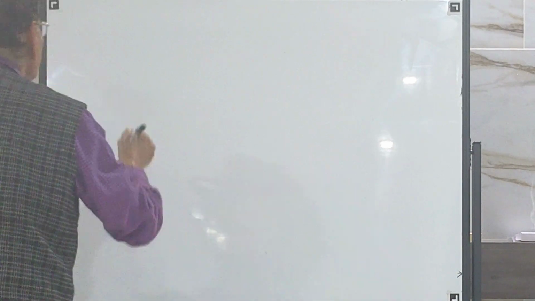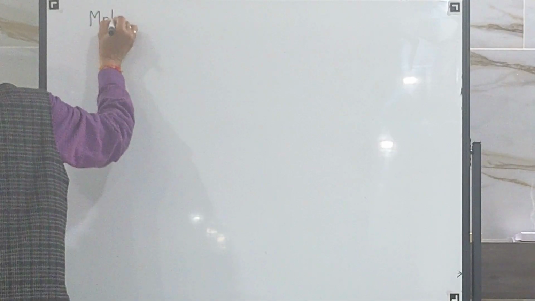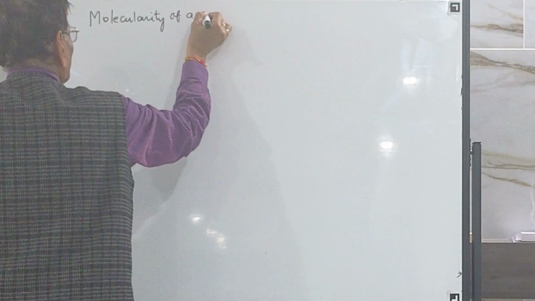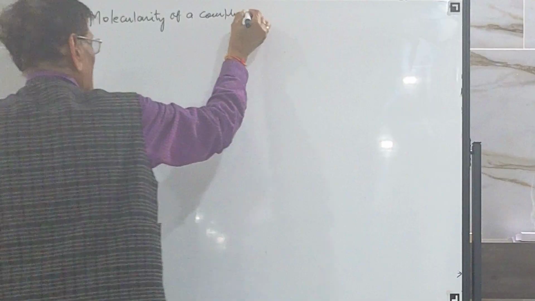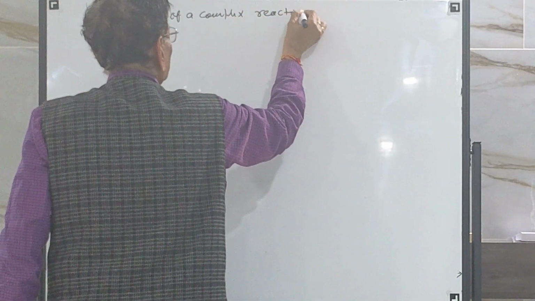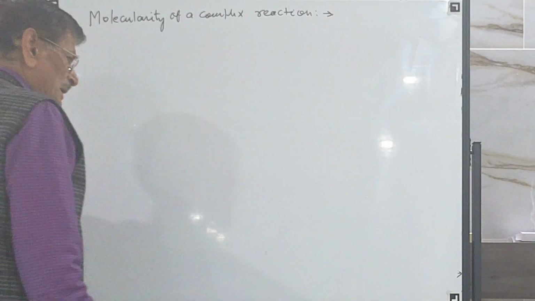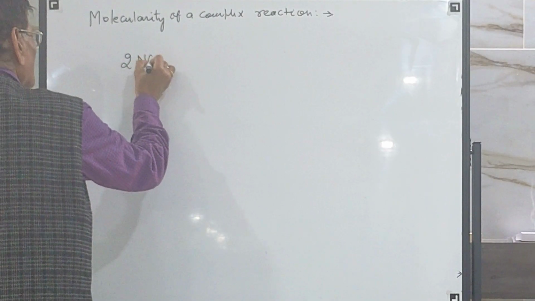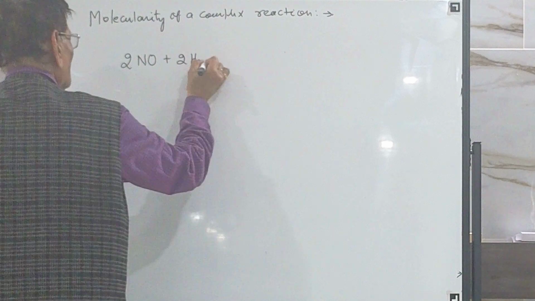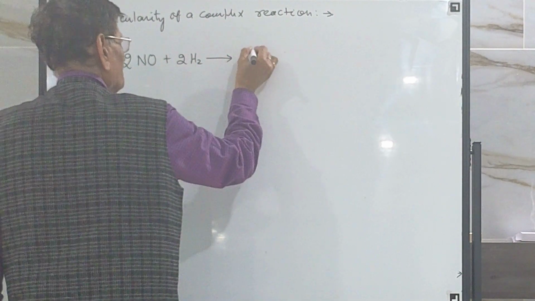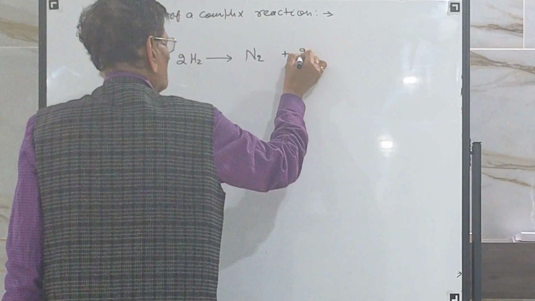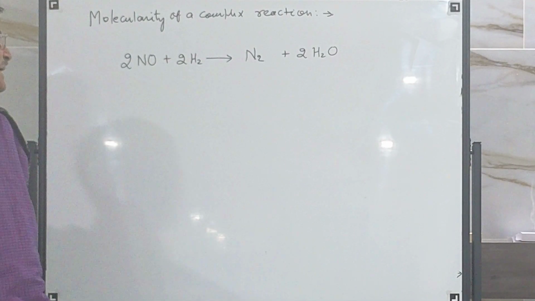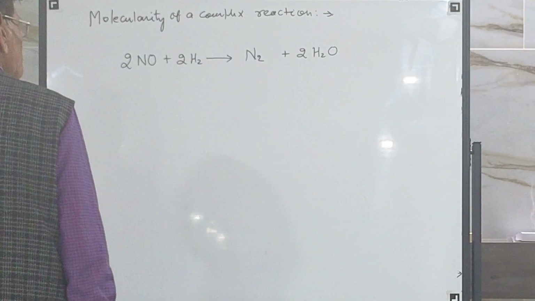The molecularity of a complex reaction. Let us consider the reaction 2NO + 2H2 → N2 + 2H2O. All the reactants and all the products are in the gaseous state.